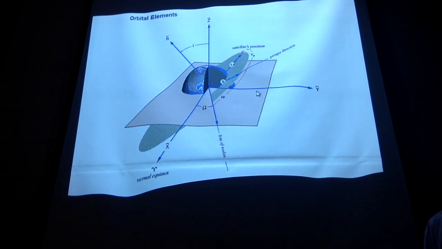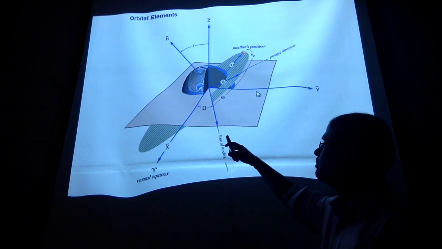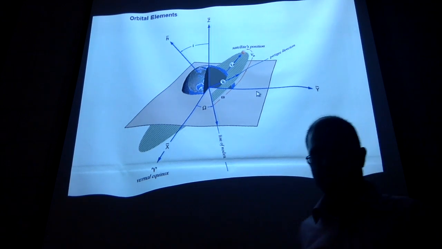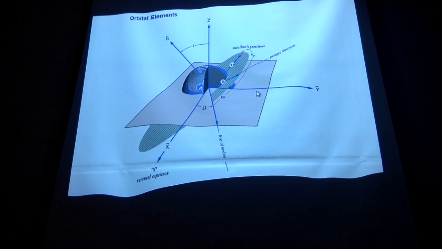What if the orbital plane is on the same plane as the equatorial plane? That's a good question, a very good question. So then the line of nodes may not exist. You're right. But practically speaking, that line of nodes will always exist.